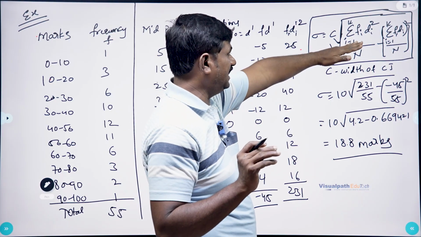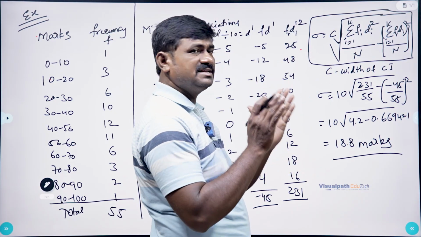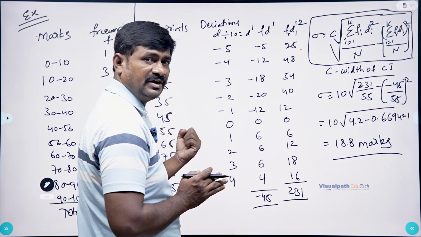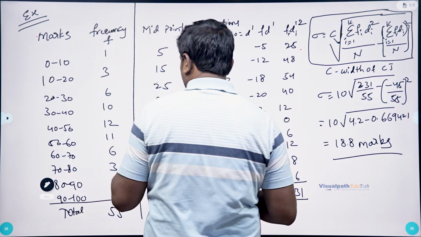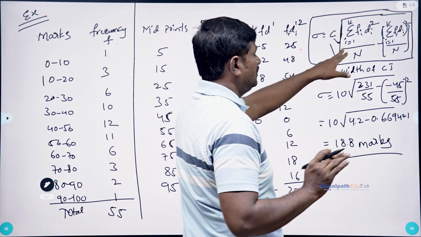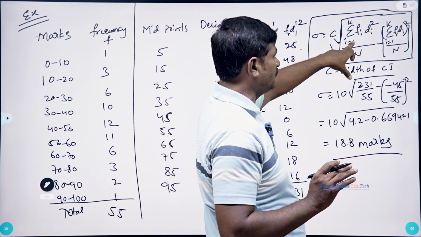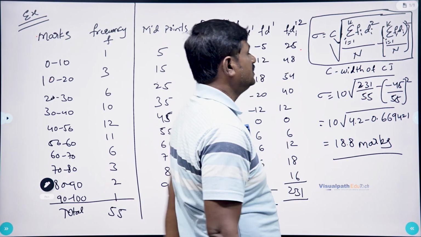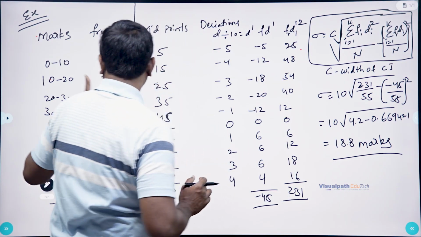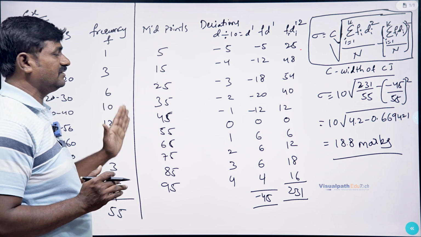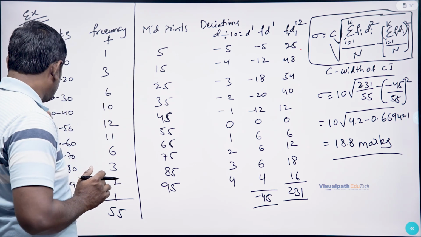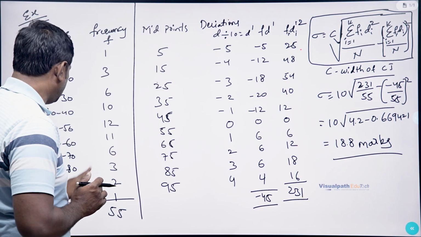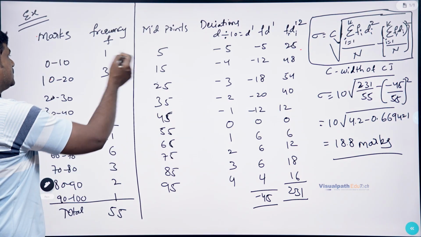So here, fi is the frequency of that particular class interval, and di is the deviation from the assumed mean. To substitute the values into the formula, we have to calculate fi di square and fi di whole square. To calculate this, first of all, we have to calculate the midpoint of the class interval. The class intervals we have are 0 to 10, 10 to 20, 20 to 30, up to 90 to 100. So what is the midpoint of each class interval?